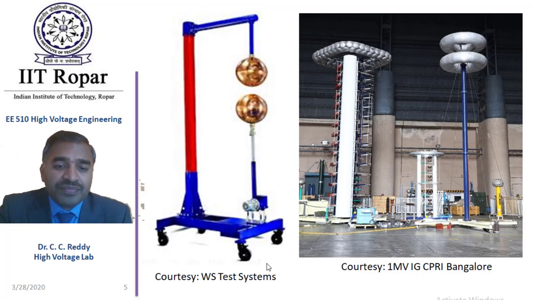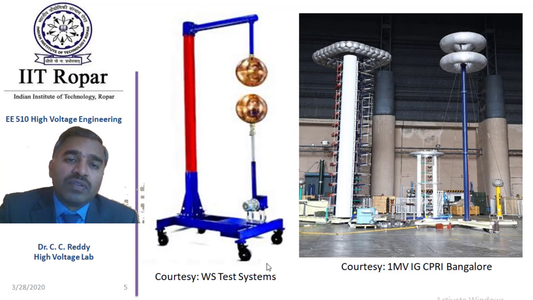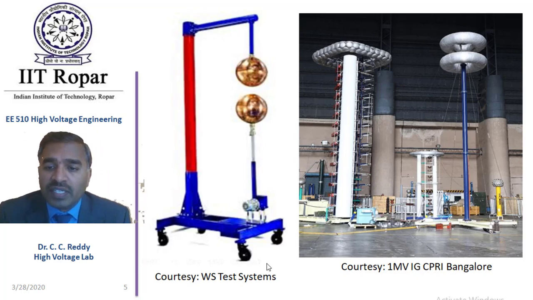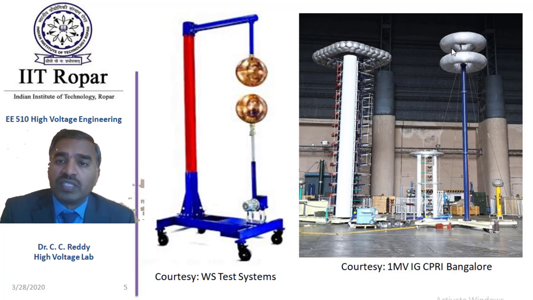For example, you see here, on the left hand side is a sphere gap arrangement. The size of the spheres is very large, as you can see. This is to make the field uniform to avoid flashover. On the right hand side you can see a 1 megavolt impulse generator at CPRI Bangalore. You can see huge electrodes and huge metallic structures here and here also. This is a voltage divider, and this is the impulse generator. These structures are to avoid corona and flashover, so these huge structures are needed in high voltage.